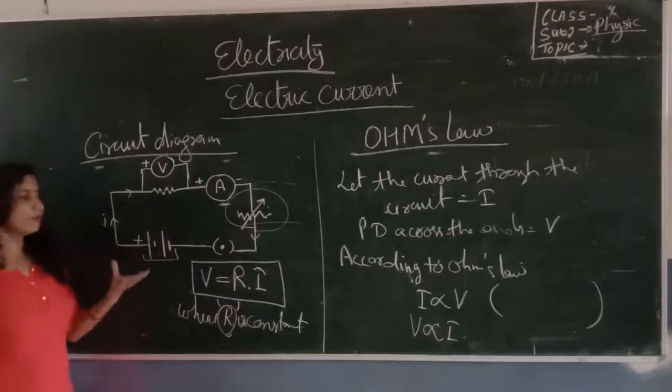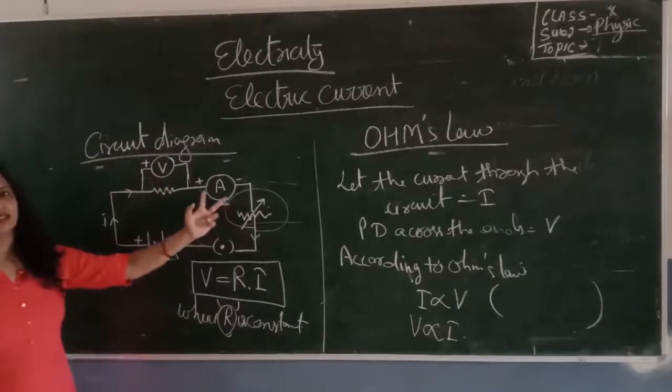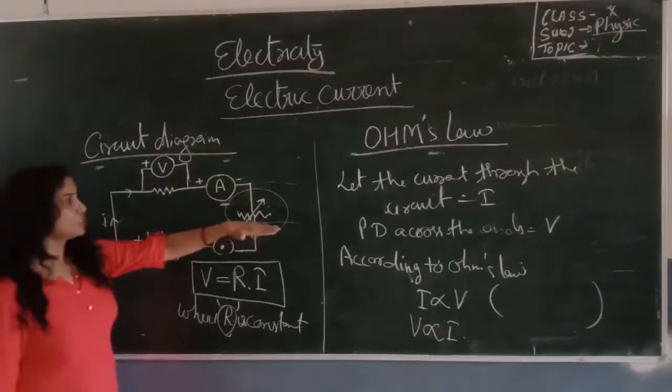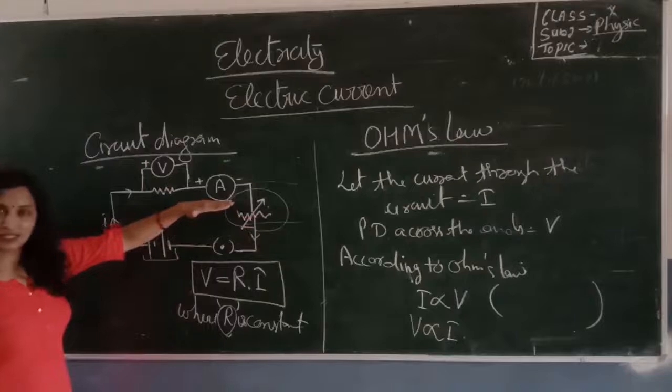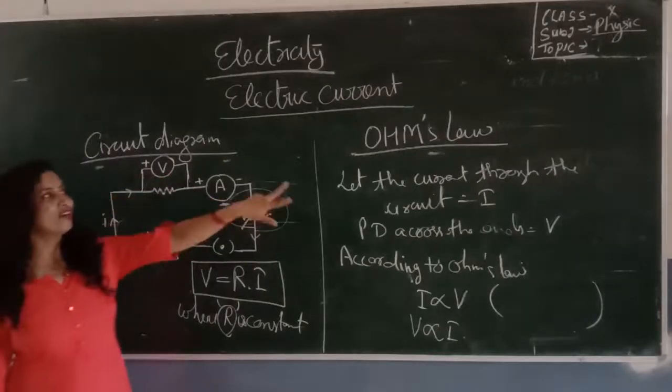We have a constant battery or cell, but if we want to change the V or the I, we should use a rheostat. So this rheostat is used for changing the current in the circuit so that the potential difference also changes, and we can easily verify Ohm's law.